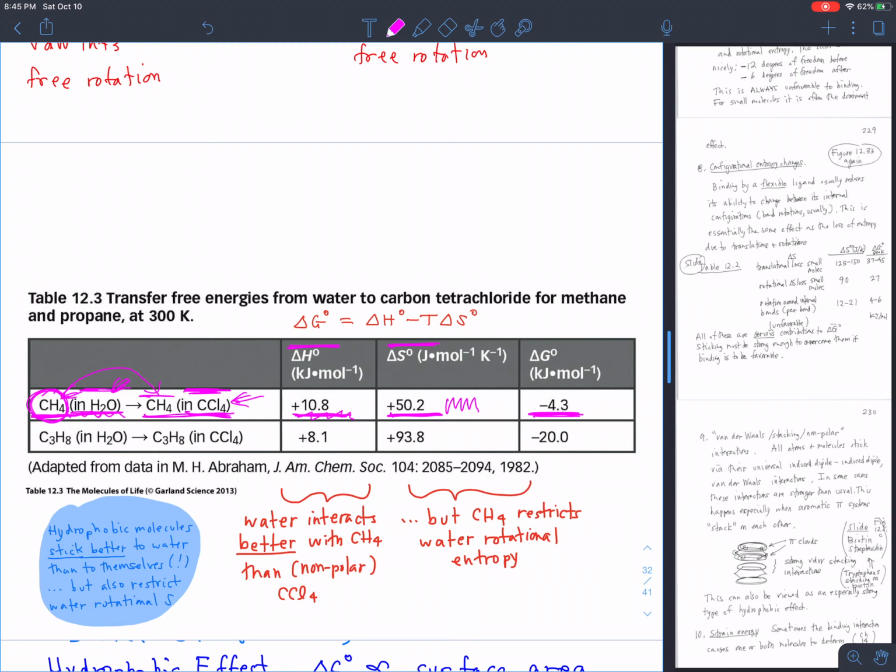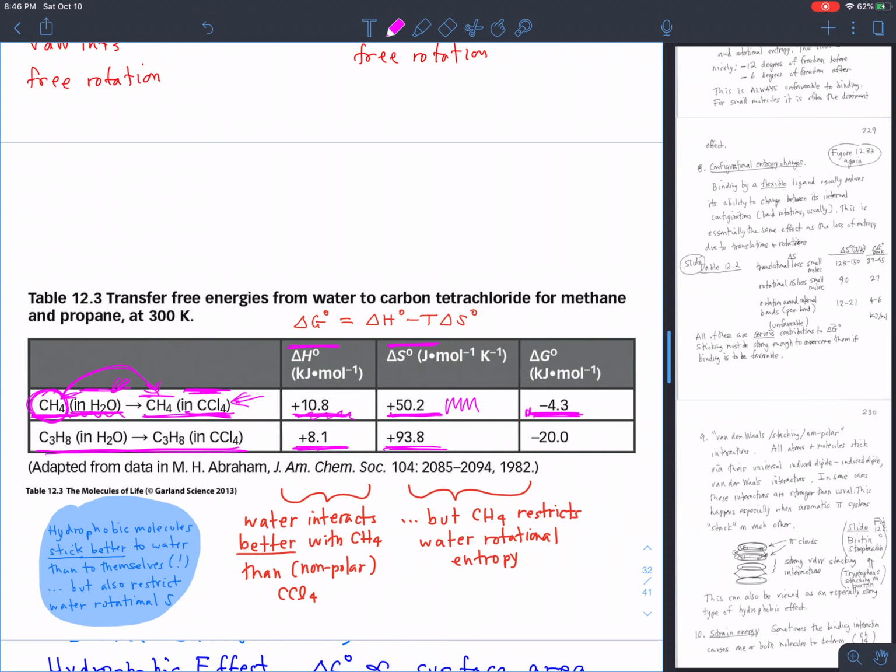There's almost no change in delta G in going from taking methane out of water and putting it in CCl4. But it is a little bit favorable, a little bit negative. And then this is the same numbers, but for a somewhat bigger molecule, propane. And again, the sticking is a little unfavorable to transfer into CCl4.